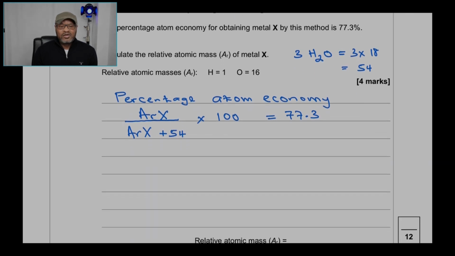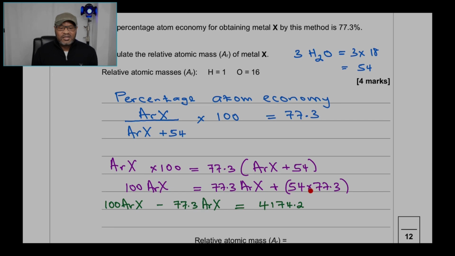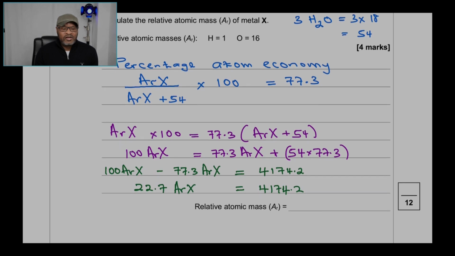So all we need to do now is simplify and find X. I'm going to multiply ArX plus 54 by 77.3. That's ArX times 100 equals 77.3 times ArX plus 54. And we're going to expand that. Then we take this one to the other side to collect the like terms. Factorize that to get ArX equal to. When we factorize, 77.3 minus 100 is this one times ArX, and that equals this.